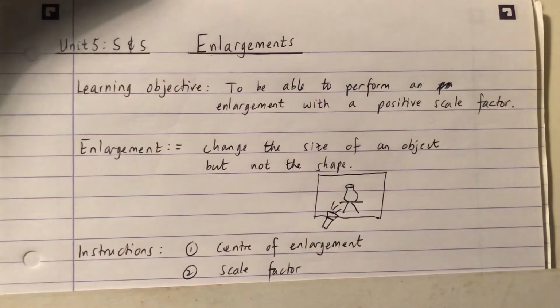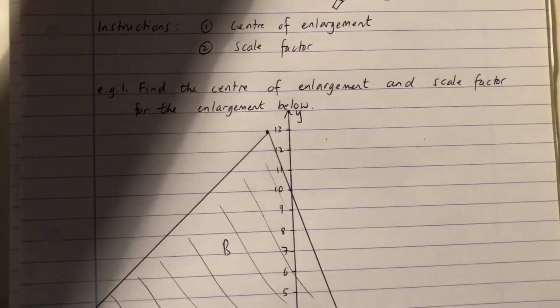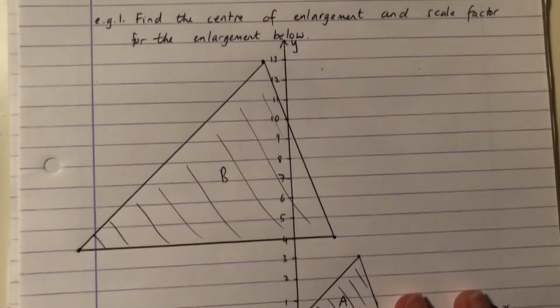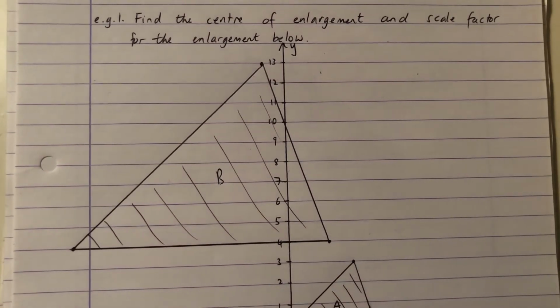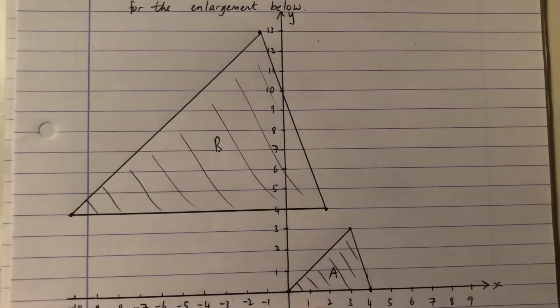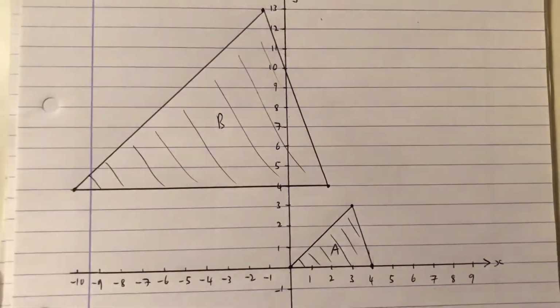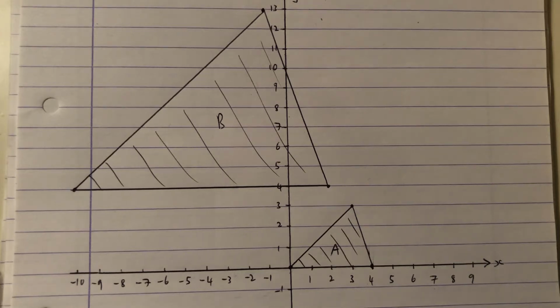Now, let's have a look to see what a question would look like. So we have e.g. number 1. Find the centre of enlargement and scale factor for the enlargement below. So we've got a shape A that's been transformed to shape B. And we have to find two things. So the scale factor and the centre of enlargement. Now the scale factor is the easy thing to find. That is how much bigger the new object is compared to the old one.